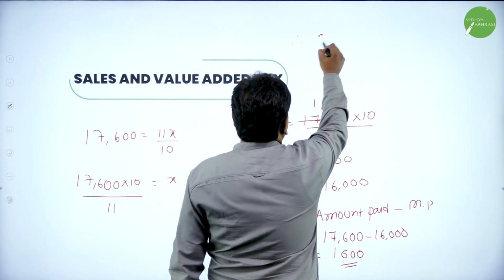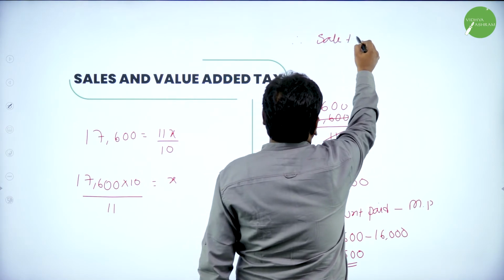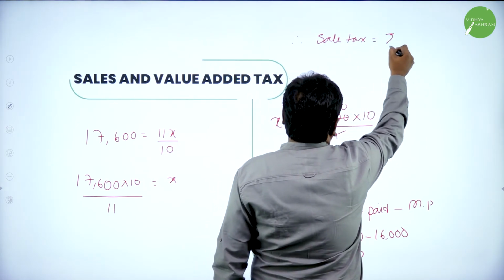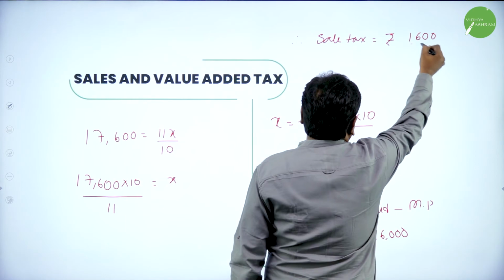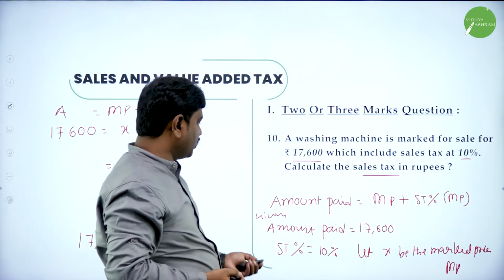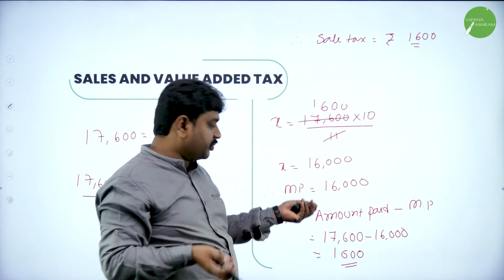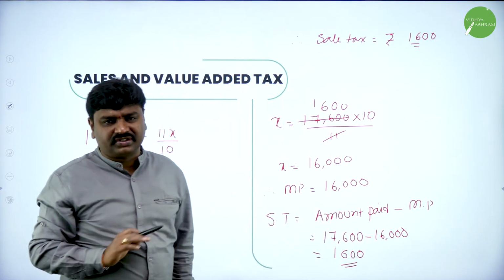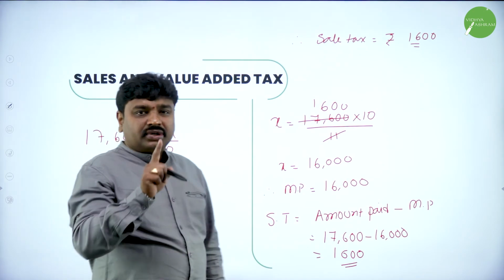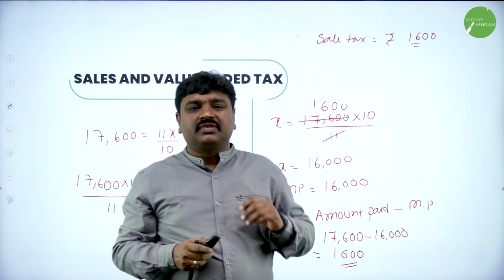Therefore the sale tax is rupees 1,600. One thing you should understand is that it is 10% of your market price. The market price you got is 16,000 and the sale tax percent is 10%. If you calculate 10% of 16,000, you get the same. Anything is fine. Now in today's class, I taught problems on VAT.